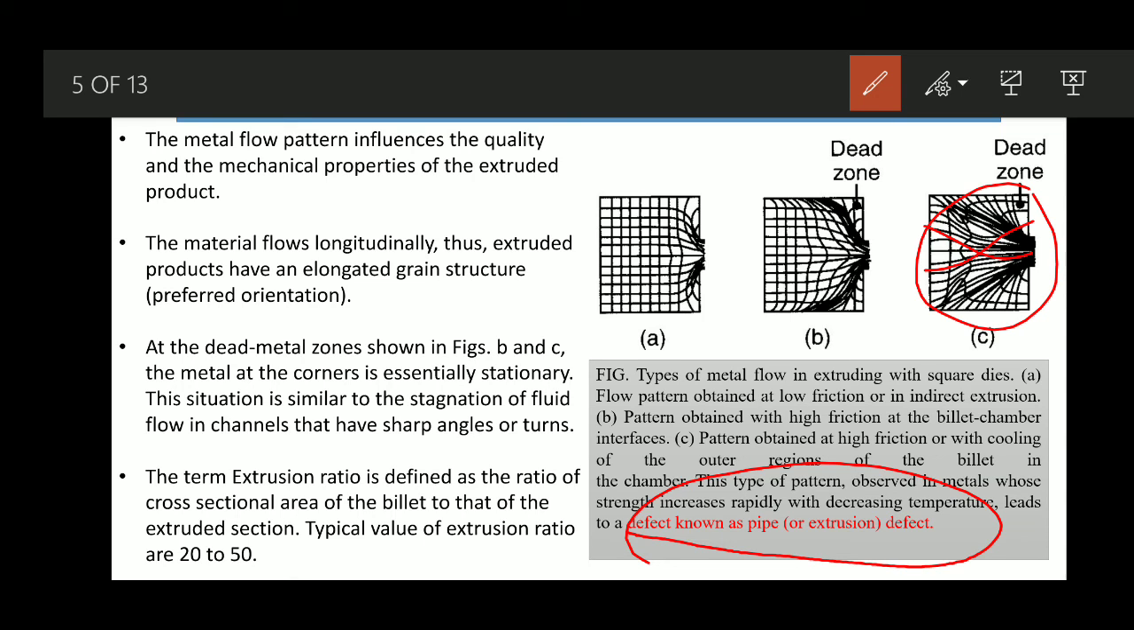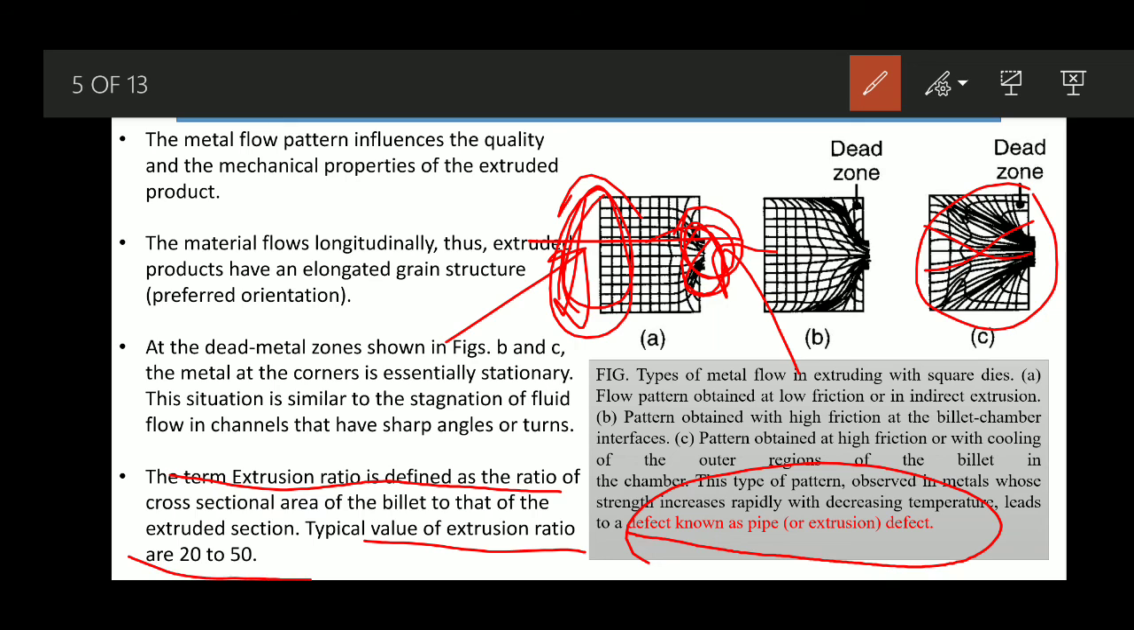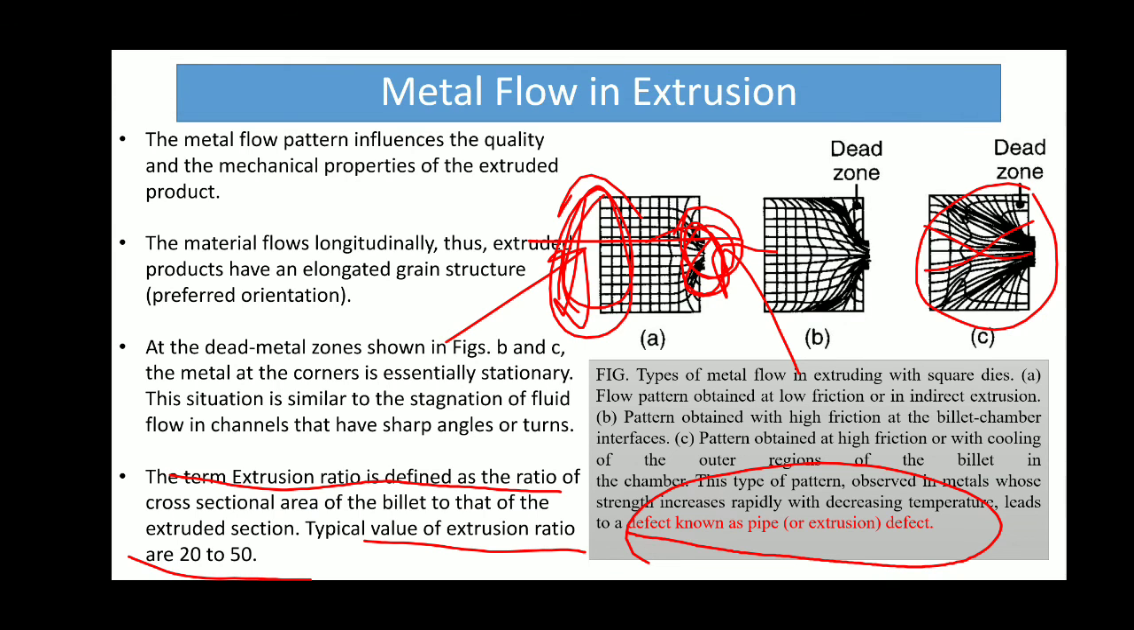We have seen that from the bigger cross section to the smaller cross section, the deformation is generally more here and less here. Now there is a term known as the extrusion ratio, which we also have to know while designing dies, while studying the extrusion process. The extrusion ratio is defined as the ratio of the cross sectional area of the billet to that of the extruded section. So this area to this area. Typical values of extrusion ratio are generally 20 to 50. That kind of reduction is generally considered a good reduction. So that is basically about it.